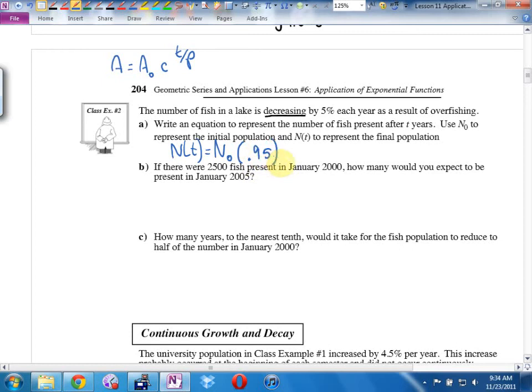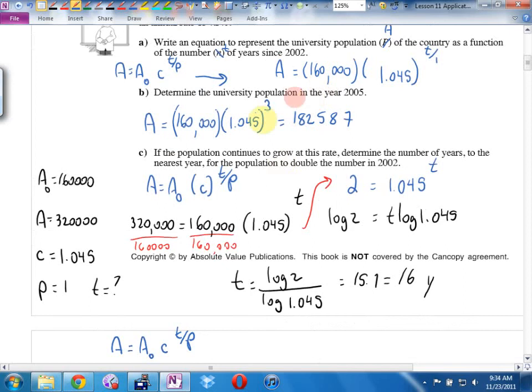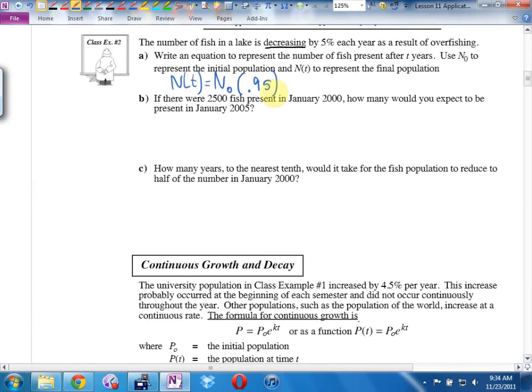In other words, for percentages, it's 1 plus if you're gaining, 1 plus 4.5%. If you're losing, it's 1 minus, 1 minus 5%, to the power of t, and it says each year. Each year means the period is just 1, so it's t over 1. This is your equation.